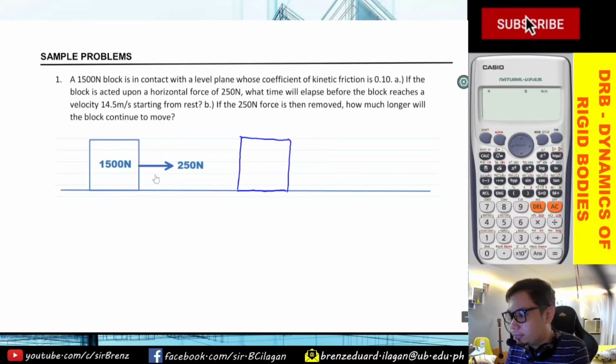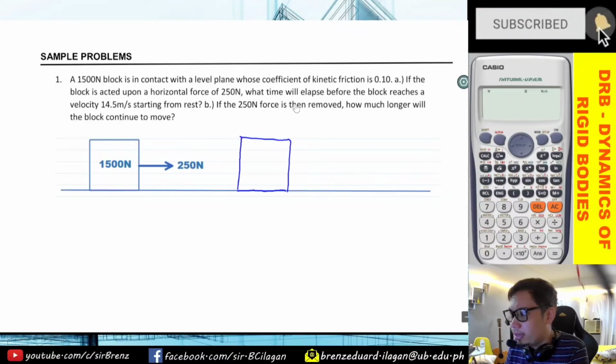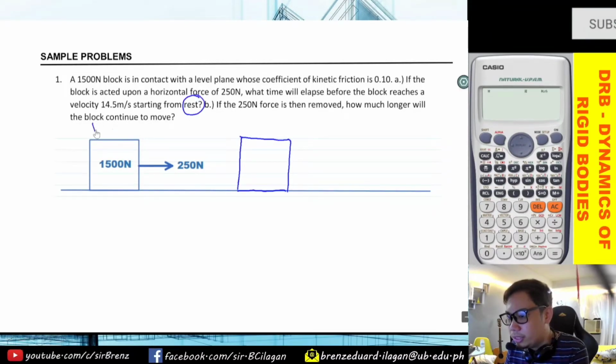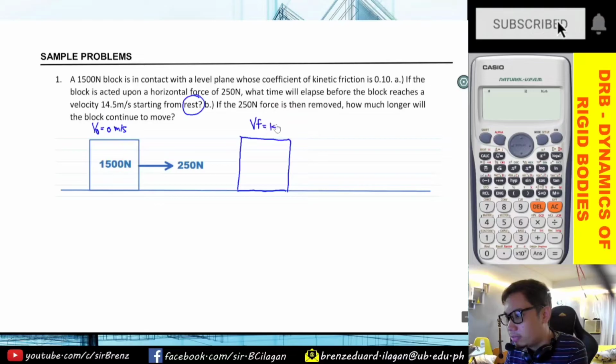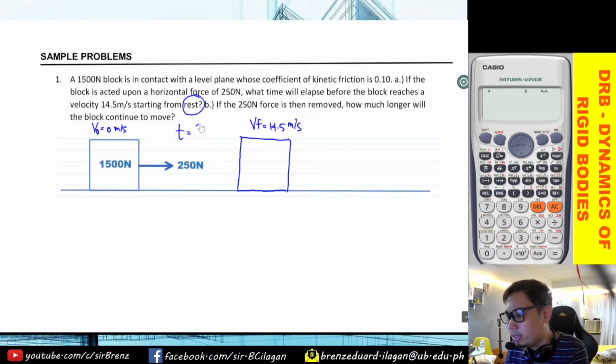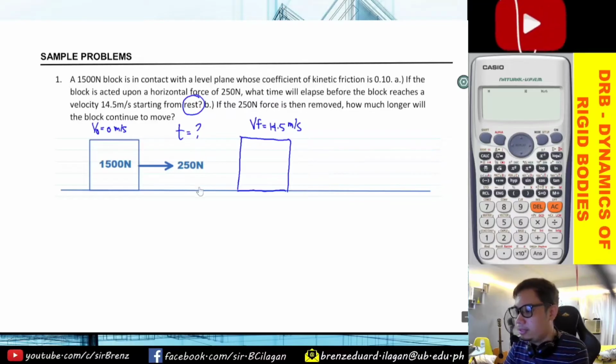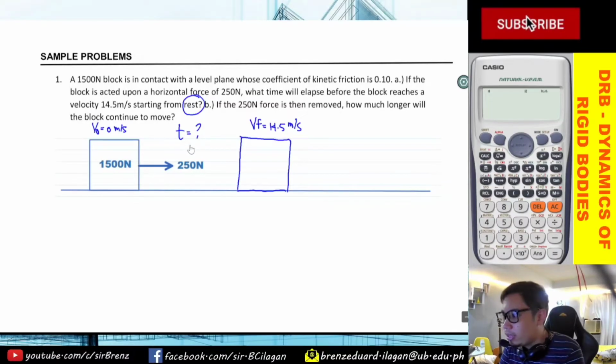Okay? So, ano nga bang hinahanap? Ano daw yung time before the block reaches a velocity of 14.5 starting from rest? So, from that term, we could say that yung initial velocity niya is 0 meters per second. And yung final velocity niya pagdating dito is 14.5 meters per second. So, ang tinatanong dyan is yung duration nung time, nung ma-reach na yung velocity na yan. So, ito yung unknown. Okay? So, ano yung time na yan?